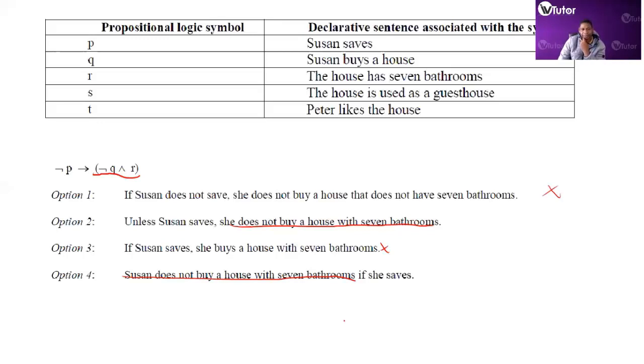Unless Susan saves. So unless we are saying if Susan does not save, then she does not buy. So here we're saying if not P, if Susan does not save, then she does not buy a house with 7 bathrooms. So this looks correct. Susan does not buy a house with 7 bathrooms if she saves. So I'm hearing if she saves, which is P, P implies that. So this is also wrong. So the correct one is option 2.